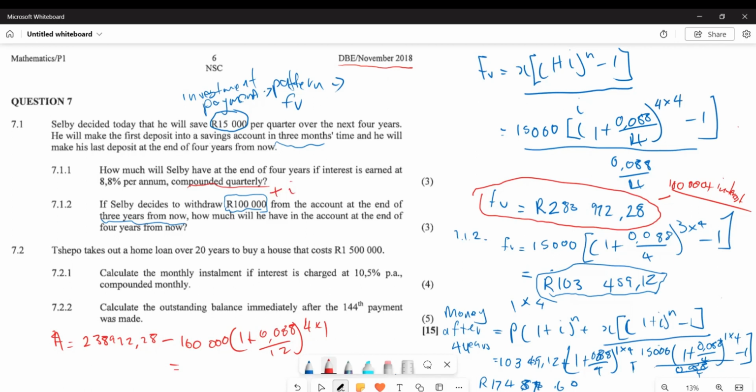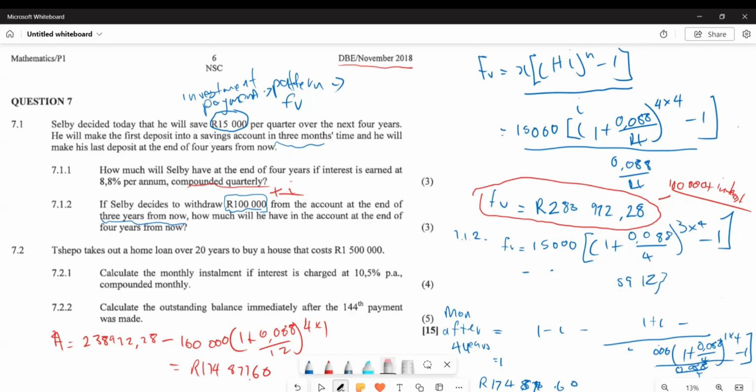So we are saying, look, if you take out the 100,000 plus the interest that it was going to earn if it was still in the bank, you see that what you are finding is still the same value, which is 174,877.60, right? So which is going to be the amount of money that you're going to get. Are we together? So both ways we are still getting the same answer, but I think the second one that we have done is the much simpler way of calculating this.